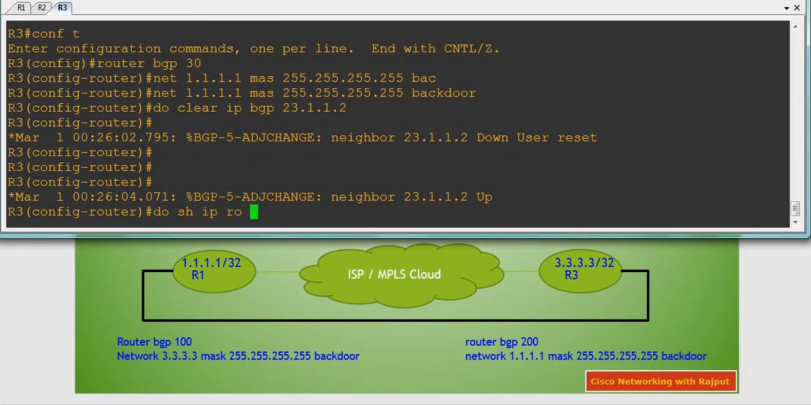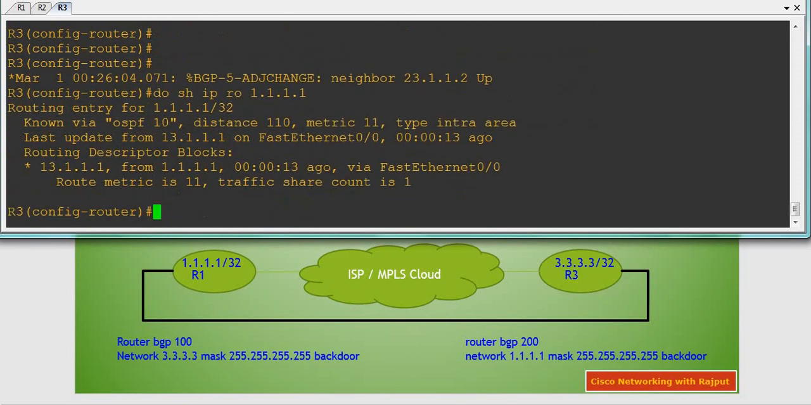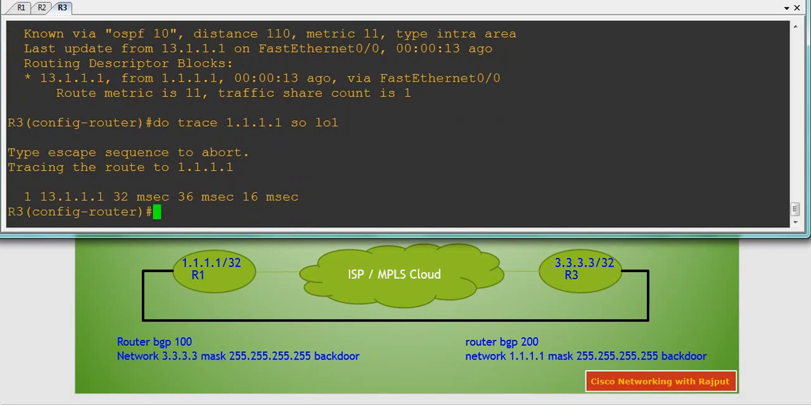Do show ip route. It changes to OSPF now. Do trace. Now it goes directly to router 1. So this was all about BGP backdoor.